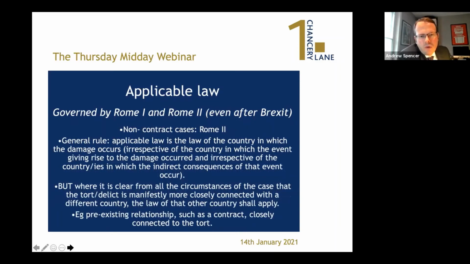So the general rule is the applicable law is the law of the country in which the event giving rise to damage occurred. However, there is a get out if it's clear from all the circumstances that the tort is manifestly more connected with a different country, the law of that other country will apply. And the regulation talks about you might be able to establish this if you have a pre-existing relationship, such as a contract, closely connected with the tort delict in question.